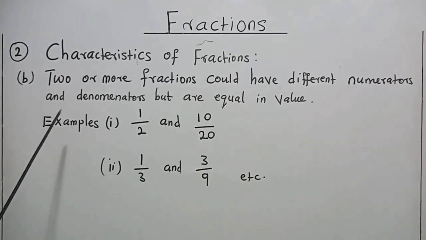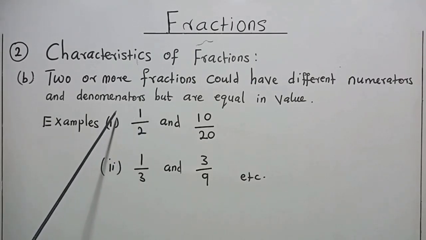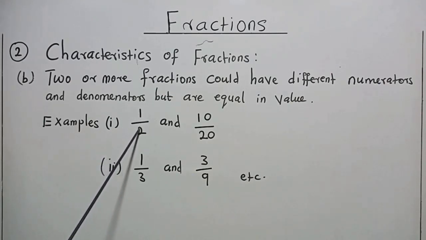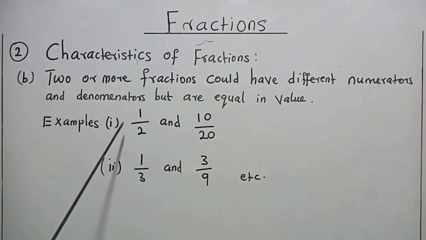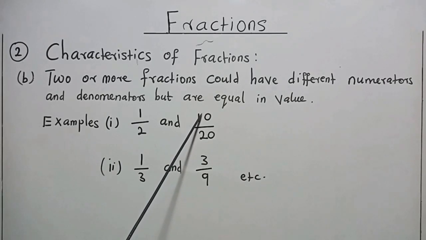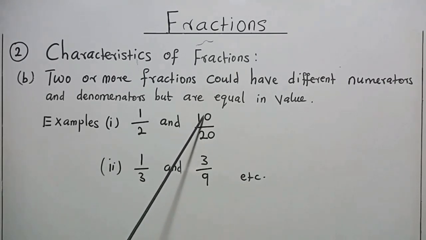Examples of fractions that have different numerators and denominators, and yet, when compared, are equal in value are here. The first example is a pair of fractions which include 1 over 2 and 10 over 20. This is a fraction, and this is also a fraction. This means dividing something into 2 and picking 1. That is 1 over 2. And this means 10 over 20, meaning dividing that same thing into 20 and picking 10 from them. Dividing something into 2 and picking 1 has equal value with dividing the same thing into 20 and picking 10.